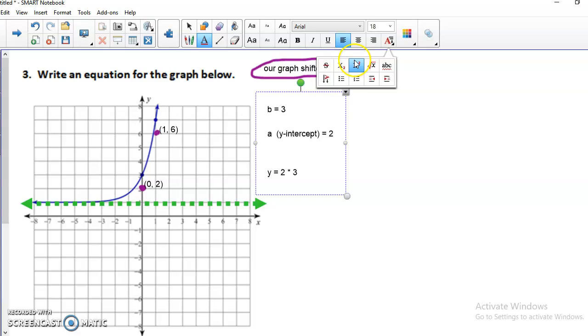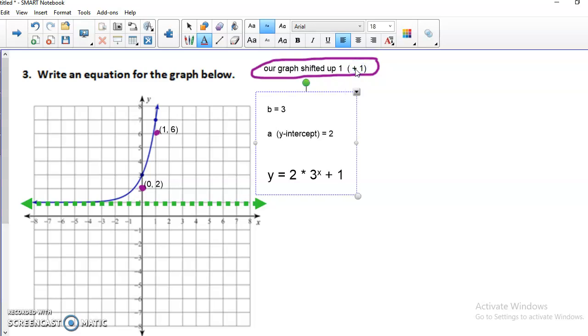And instead of it just being to the x power, or I lied, this one is to the x power because it didn't shift left or right. Oh man, time out. It is just x. It didn't move left or right. So my x is just plain old x. But I did move up 1, and that's where there's that plus 1 at the end.